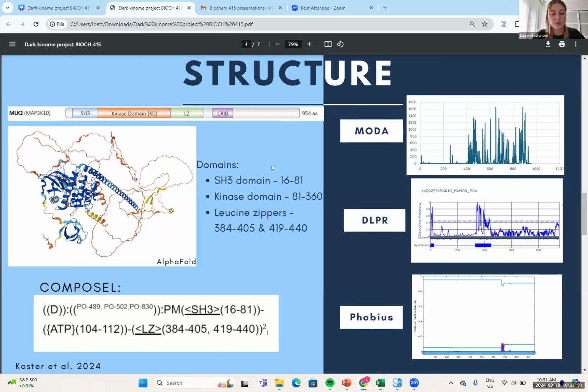The SH3 domain would likely bind to an SH3 protein that is already bound to the receptor that is receiving the signal in order to propagate it down further along the cascade. There's also an ATP binding pocket at 104 to 112.